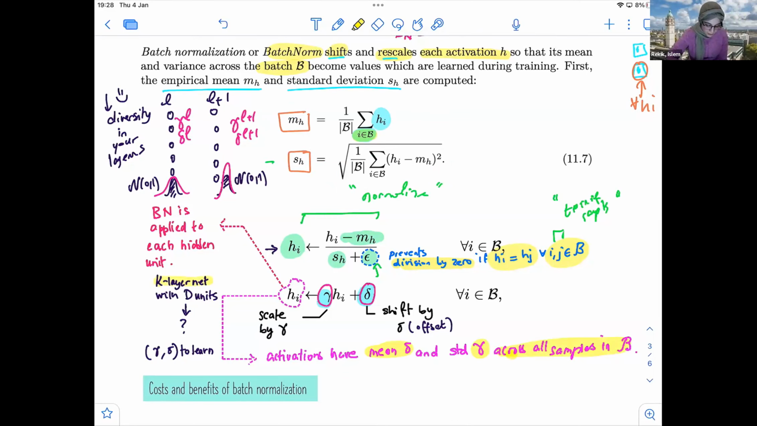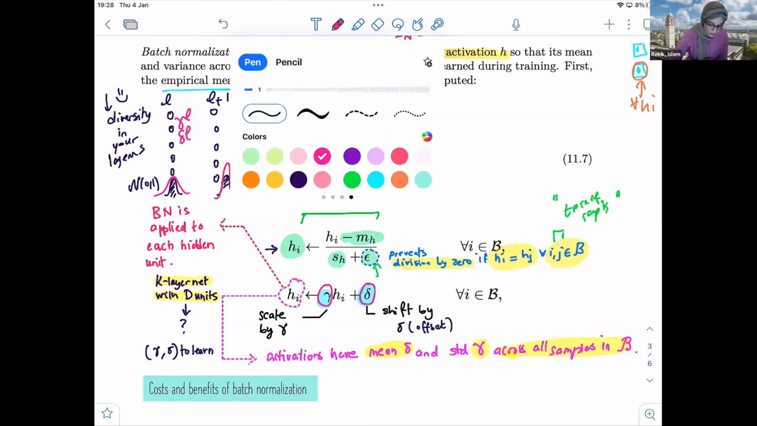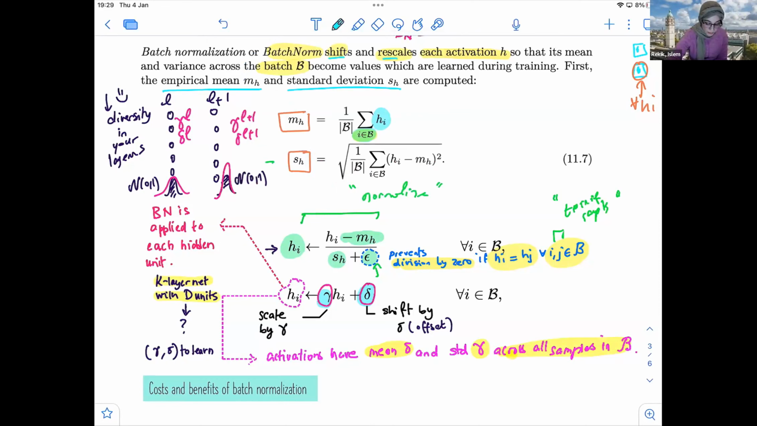And here, if you know this, when we apply BN to each hidden unit, if we have a K-layer network with D units, how many gammas and deltas do we need to learn? If we're going to do that for every single unit, we can do it per layer, like here. If we do it per layer, we're going to have K gammas and K deltas to learn.